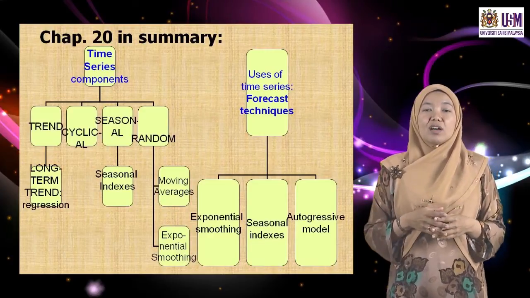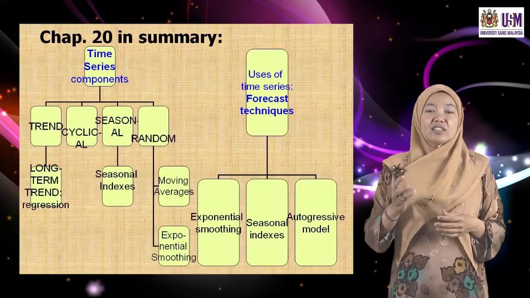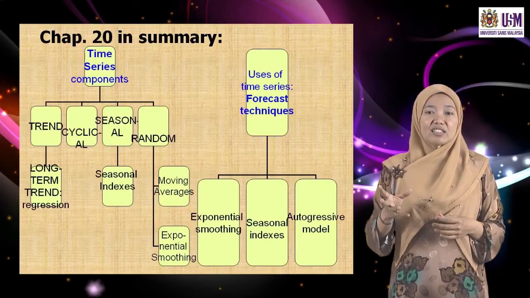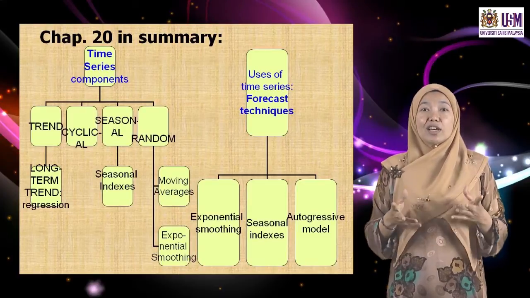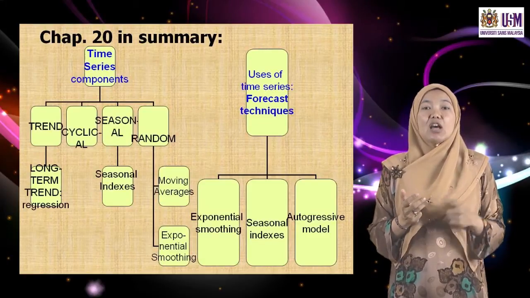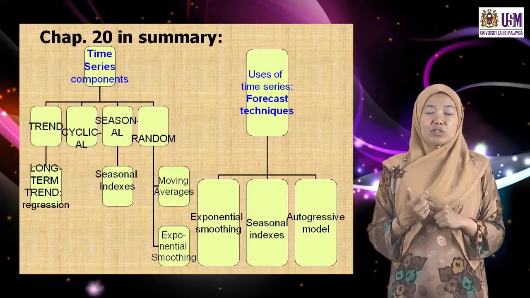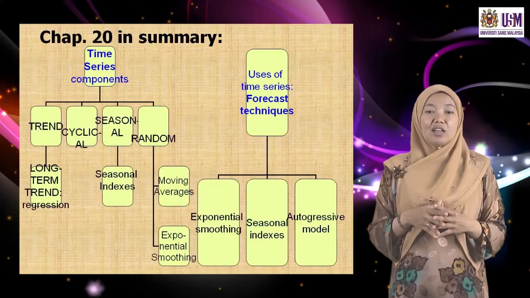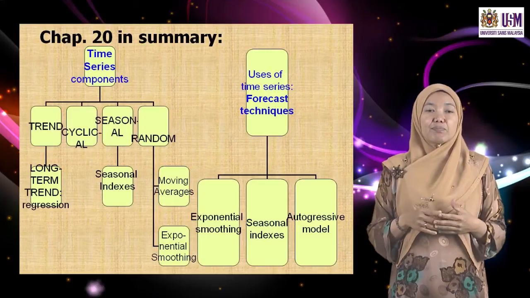Okay, so it comes to the next question: why do you need to study time series, why is time series so important? Basically, the answer lies in the fact that you can use time series to make forecasting, to make your prediction. And the forecasting technique that we are using is basically divided into three. You can forecast using the exponential smoothing method, or the seasonal index method, or the autoregressive model. I won't be discussing this autoregressive model, or the AR model, much. That one is for a higher level, but I'll be covering a little bit of that, so that it can pique your interest.